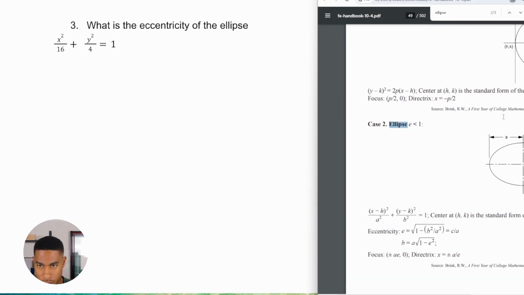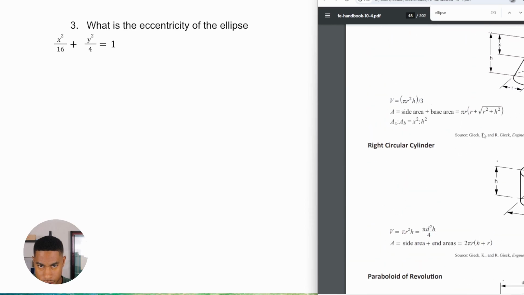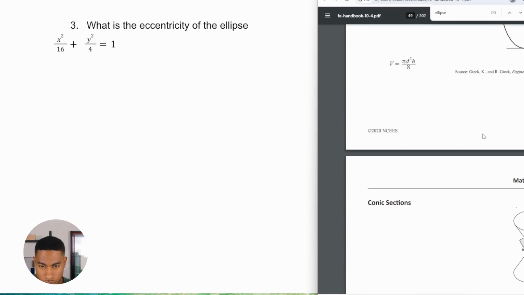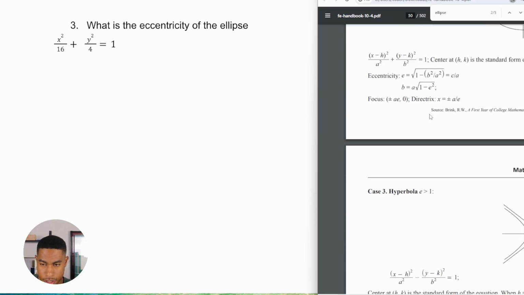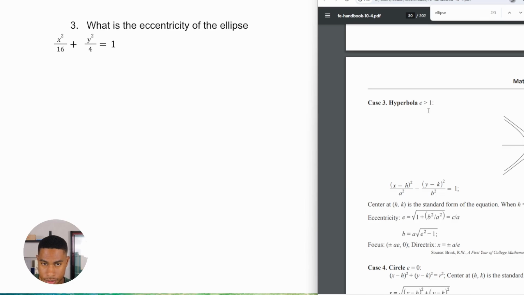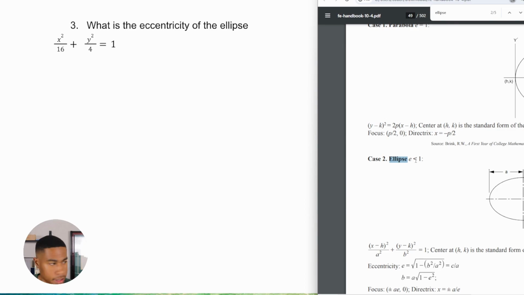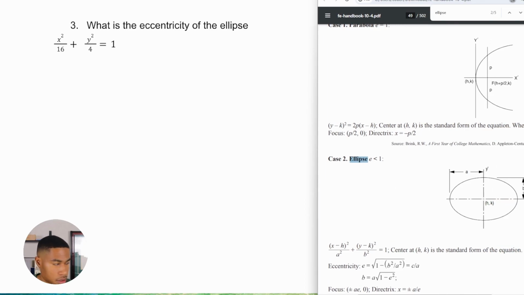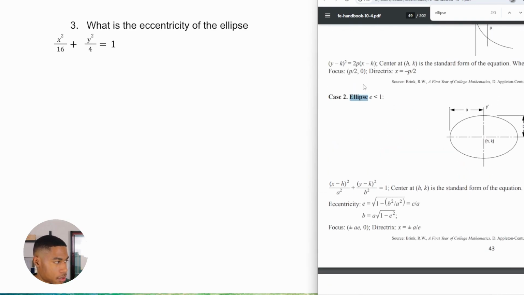Searching through. Okay, so this is under the mathematics section, but you have a few different cases. You got a parabola, an ellipse, equations of circles, or equations of different types of functions. You have a parabola, an ellipse, a hyperbola, and a circle. Right, so we're looking at the ellipse, and we're looking for the eccentricity.